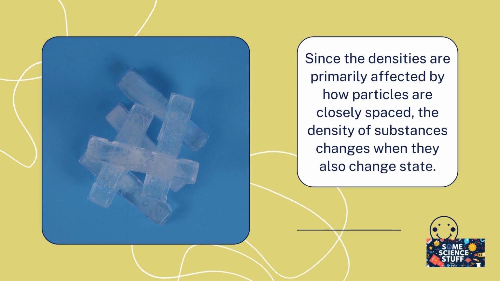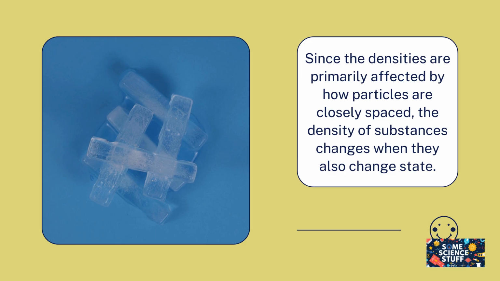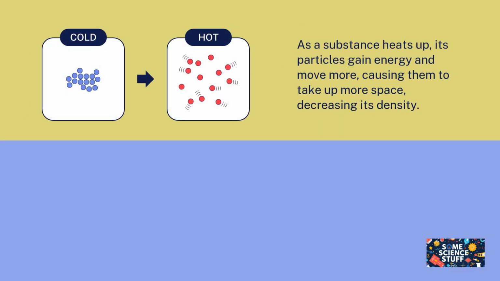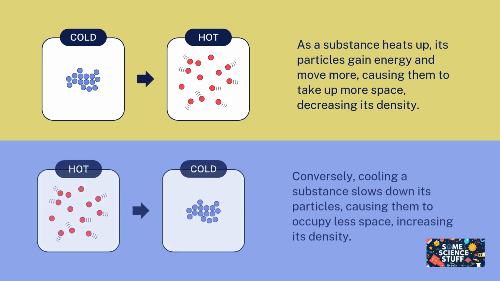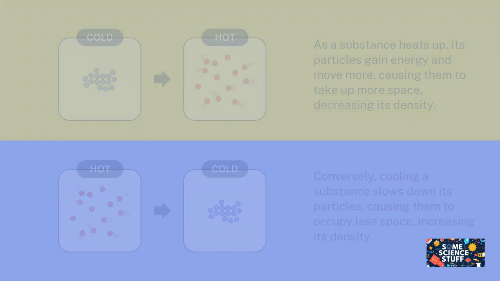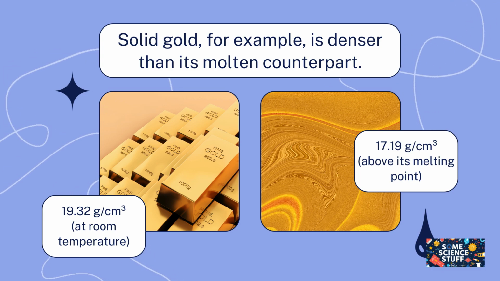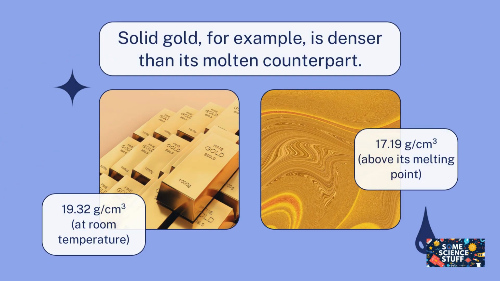Since the densities are primarily affected by how closely particles are spaced, the density of substances changes when they change state. As a substance heats up, its particles gain energy and move more, causing them to take up more space, decreasing its density. Conversely, cooling a substance slows down its particles, causing them to occupy less space, increasing its density. Solid gold, for example, is denser than its molten counterpart. The mass remains the same, the volume increases, so the density decreases.